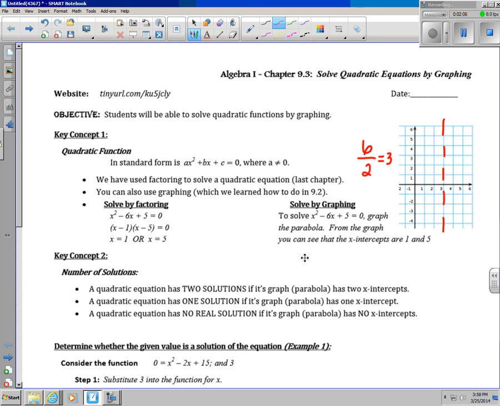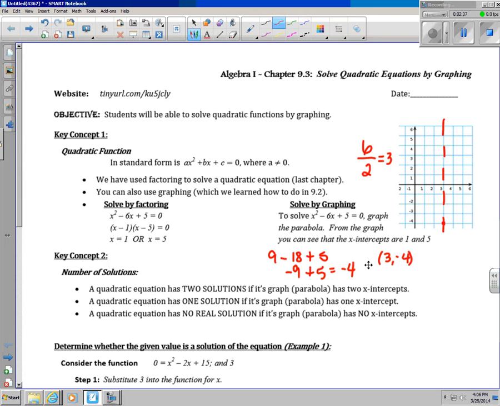Okay? All right, now to find my vertex, I'm going to use that 3 and put it into the quadratic equation. And I get 9 minus 18 plus 5. And 9 minus 18 is negative 9. And then negative 9 plus 5 is negative 4. So my vertex sits at 3, negative 4. So I'm going to plot my vertex. Sits right here at 3, negative 4.